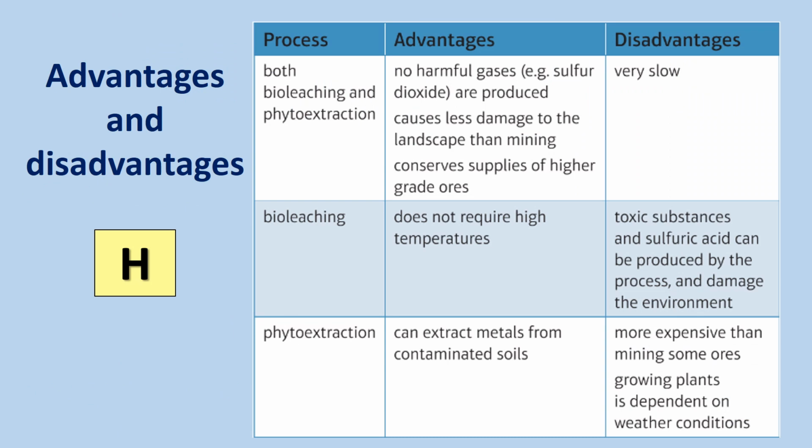Advantages and disadvantages. Neither of them produce harmful gases. There's less damage to the landscape and they conserve supplies of high-grade ores, but they're super slow. Bioleaching doesn't require high temperatures, but toxic substances and sulfuric acid can be produced and damage the environment. Phytoextraction can extract metals from contaminated soils, but it's more expensive than mining some ores. Growing plants is dependent on weather conditions. So try to remember those.